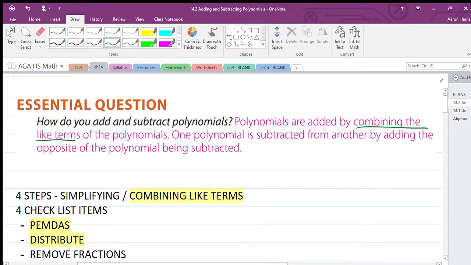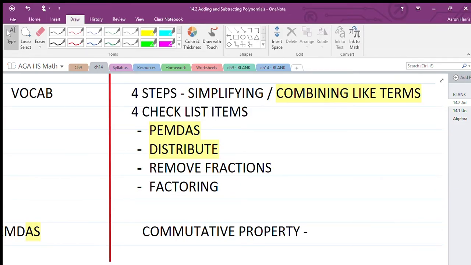One polynomial is subtracted from another by adding the opposite of the polynomial being subtracted. So we'll go over this a little bit further. I'll break it down into your language. Vocab. So here's our vocab.